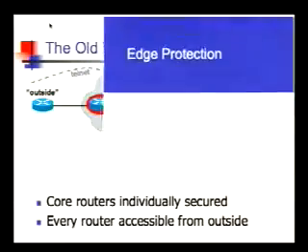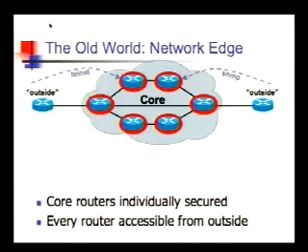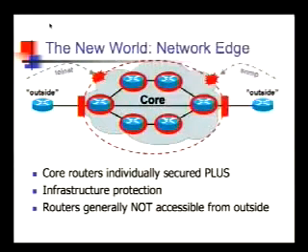So, protecting the edge. Again, in the old world, what we would do is secure each of our core routers individually. Every router was accessible from the outside. In the new world, we want to make use of filters to stop random traffic from coming in and touching our network infrastructure, unless it's something that we really, really need. So we want to basically erect a force shield around the core of the network.